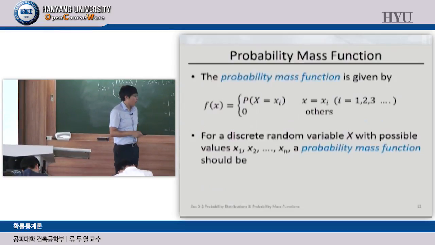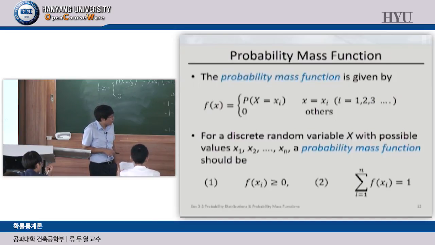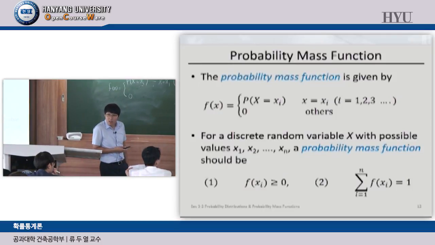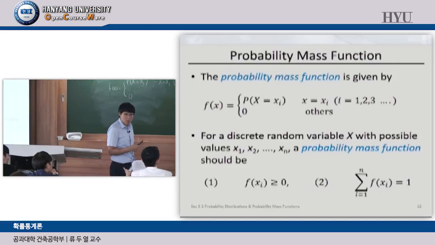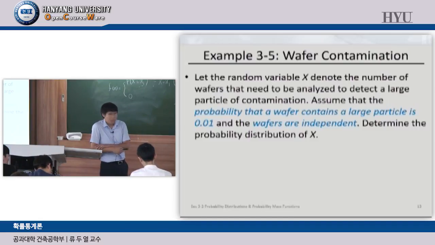So, for a discrete random variable X with possible values x1, x2, and so on up to xn, a probability mass function should be larger than or equal to 0. And also, the summation of the probability mass function from i equal to 1 to n should be 1. Okay? 당연히 다 더한 값이 1이 돼야 된다고 아까 그랬죠. So this is the definition of the probability mass function. Okay? So this is the example regarding the probability mass function.